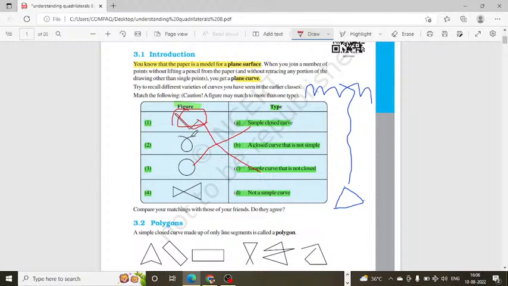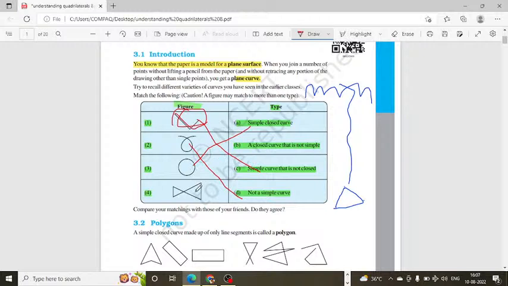Now next move to the second one. So second one में आपको दिख रहा होगा R like structure है. So ये जो R like structure है, ये curve तो है, but it's not a simple curve. That is the reason we are going to join it to the D, because it's not a simple curve, though it is a curve, but it's not a simple curve.